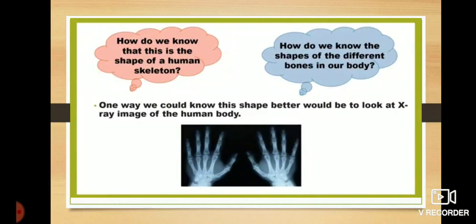How do we know that this is the shape of a human skeleton? Or how do we know the shapes of the different bones in our body? One way we could know this better would be to look at an X-ray image of the human body. We all know when we have a fracture, we go to the doctor. At that time, the doctor will suggest to take an X-ray. By checking the X-ray, the doctor or we can identify where the fracture is. So, to find out the shapes or the structure of the bones, X-ray is useful.